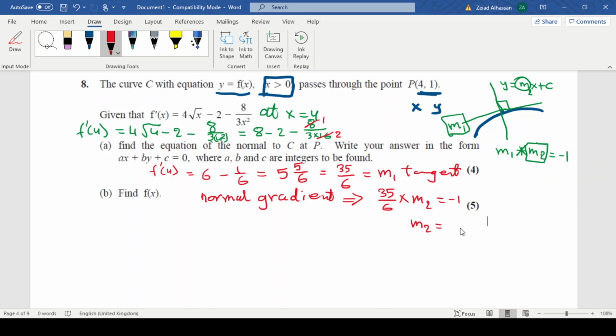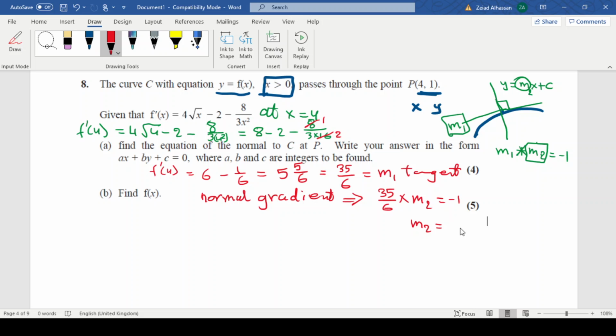Again, they need it in the form where a, b, c are integers. What do we have? Fractions. So let's multiply the whole equation by 25. So we get 25y plus 6x minus 1 equals 0. That's the equation.